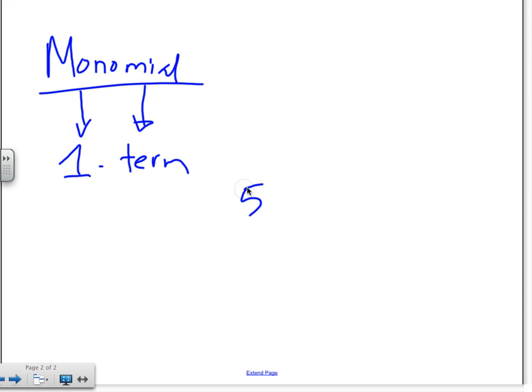For example, I give you something like this. You know that this particular expression has how many terms? Two, because it's separated by a plus or a minus. That's how we separate the terms. But in this case, we're not talking about two terms. We're talking about just one term. A monomial is just a one-term expression.